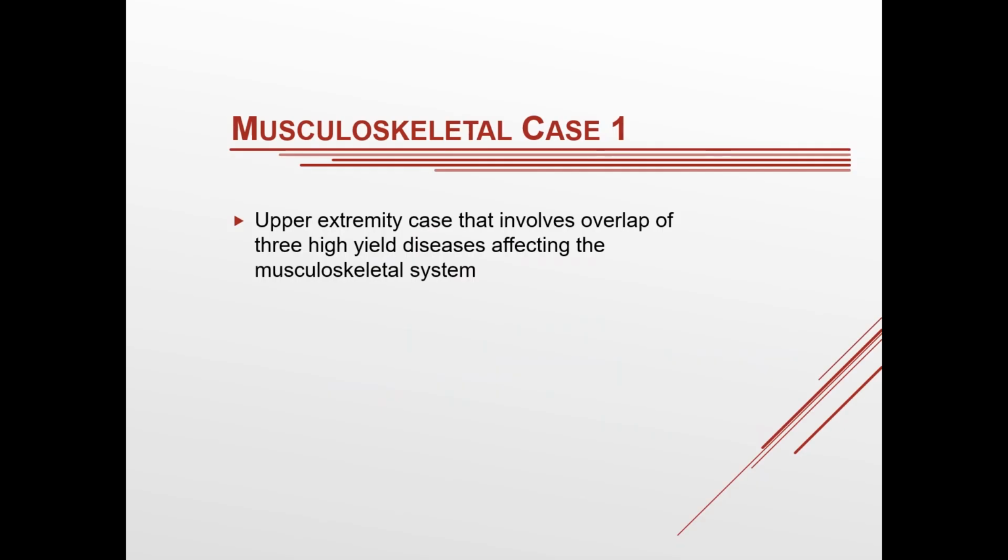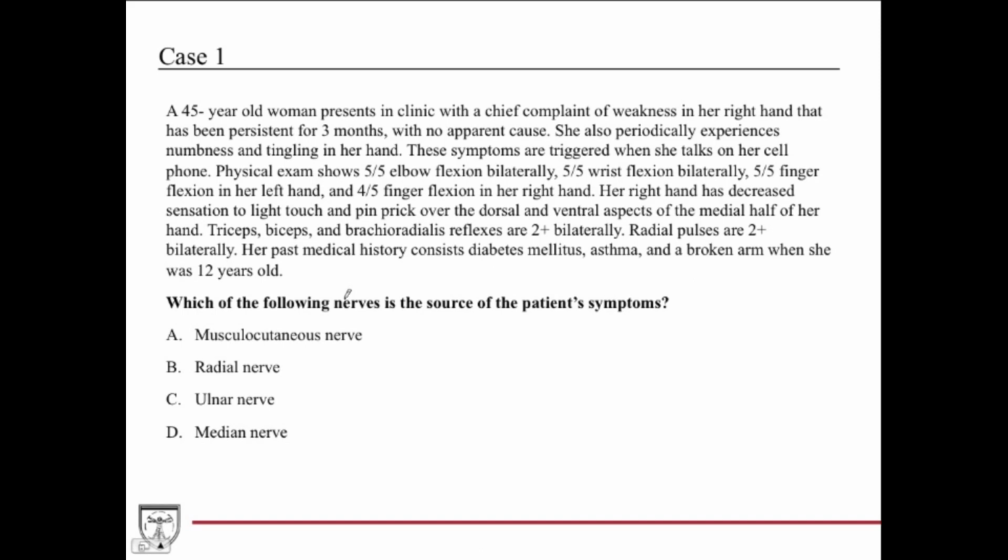All right, and this week we're going to be going over an upper extremity anatomy case that involves the overlap of three high-yield diseases affecting the musculoskeletal system. So it'll be a good clinical example that integrates a lot of important concepts. The way this works is there's a clinical scenario with a board-style question at the end of it. Before we jump in and answer the question, we're first going to go through the case, point out the relevant clinical findings, and then go through the relevant anatomy, and then use that to answer the question.